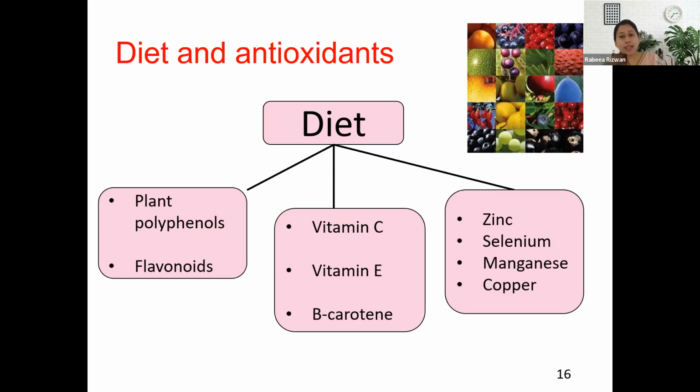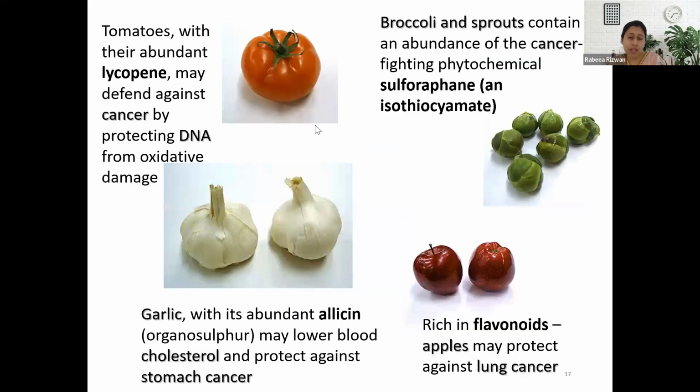For flavonoids and polyphenols, olives, broccoli, citrus fruits, legumes, apple, and red lettuce are the common examples. Now I'm just discussing some examples and the function of these phytoprotectants and some antioxidants that we are taking from our diet.